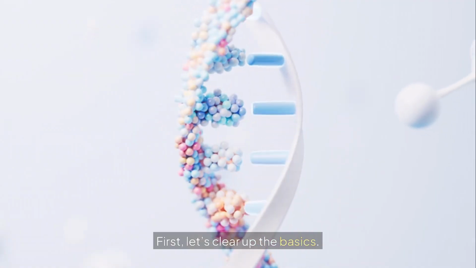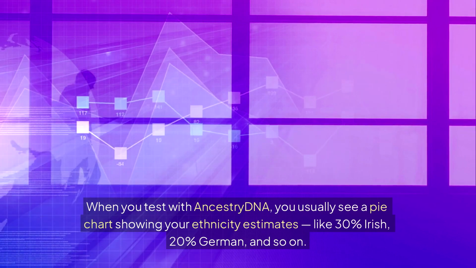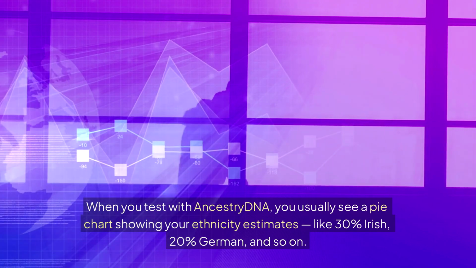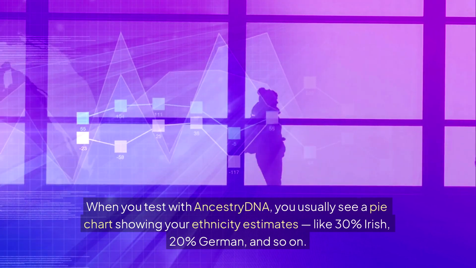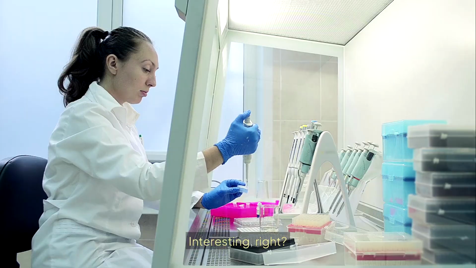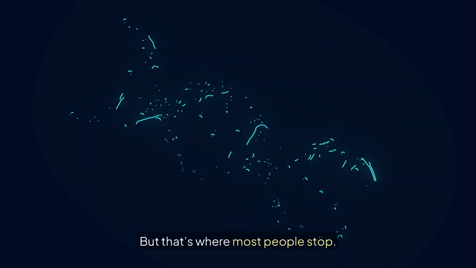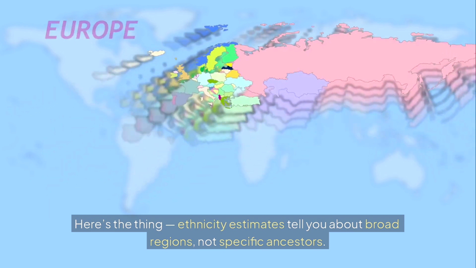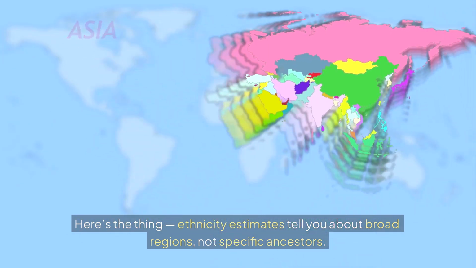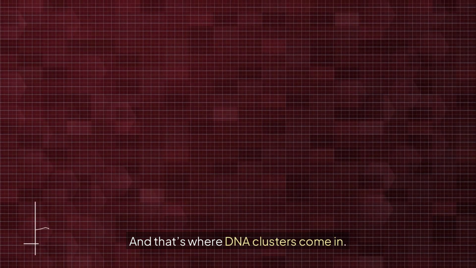First, let's clear up the basics. When you test with AncestryDNA, you usually see a pie chart showing your ethnicity estimates, like 30% Irish, 20% German, and so on. Interesting, right? But that's where most people stop. Here's the thing. Ethnicity estimates tell you about broad regions, not specific ancestors. And that's where DNA clusters come in.